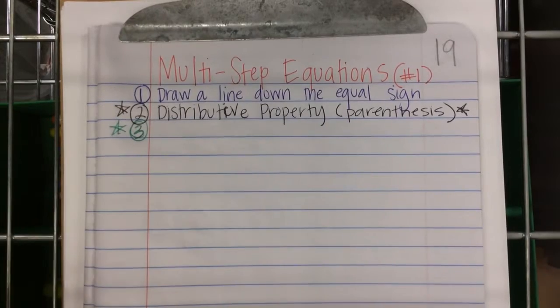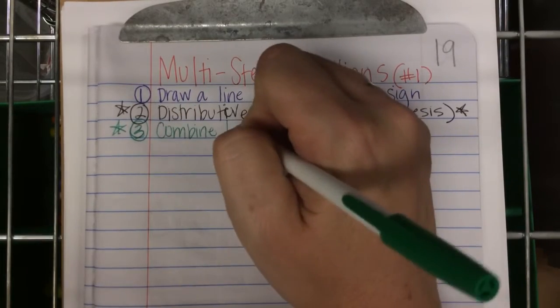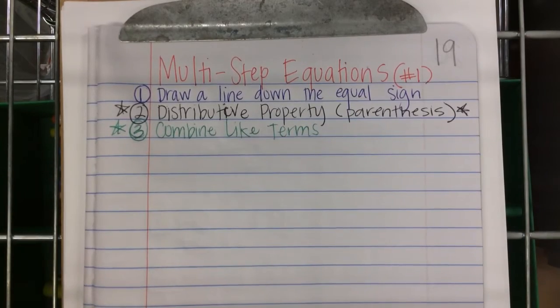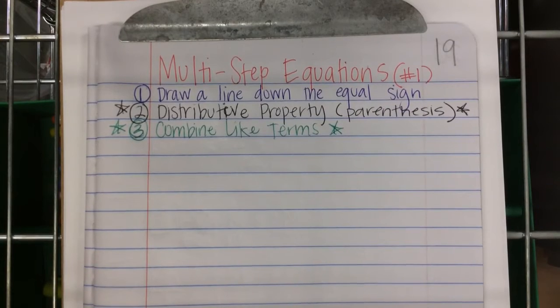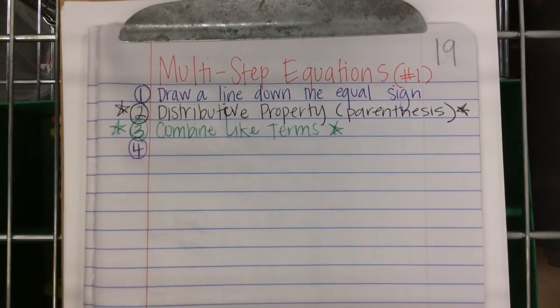Step number 3 also has a star next to it. Maybe you can skip it. Combine like terms. But it's a star. Maybe you can skip it. I don't know. Step 4, you cannot skip.